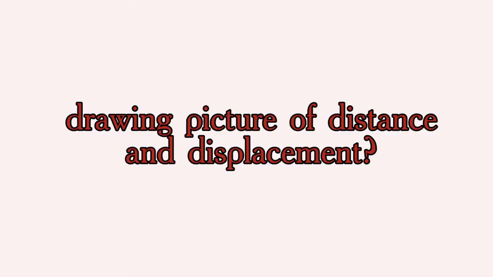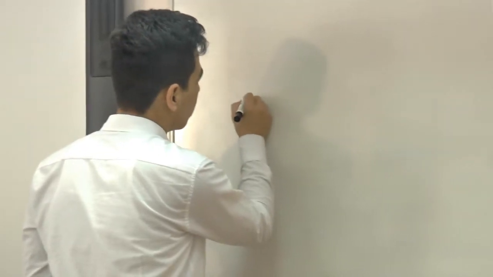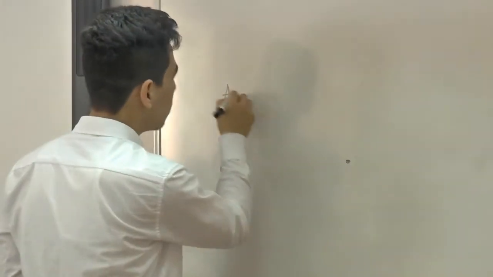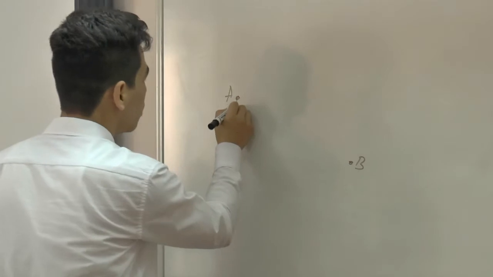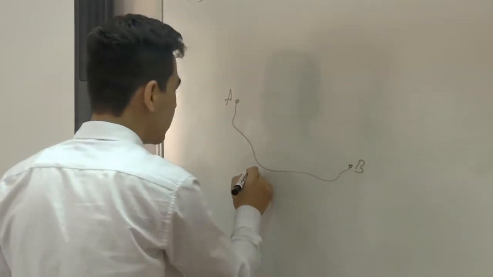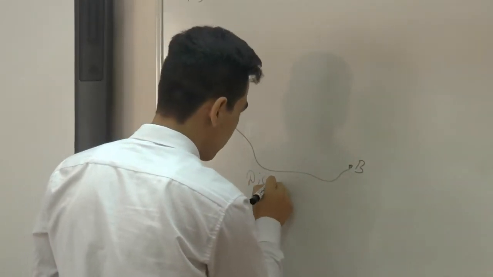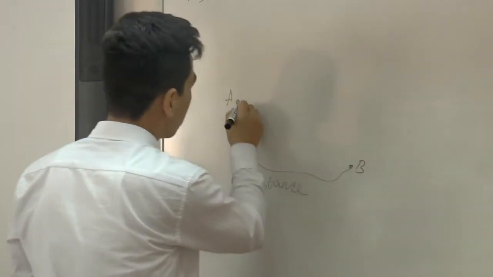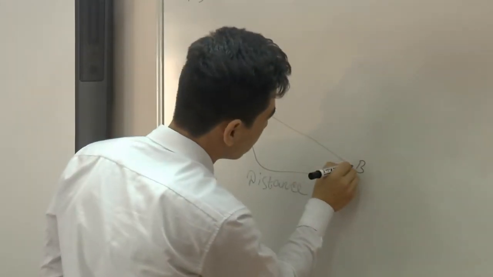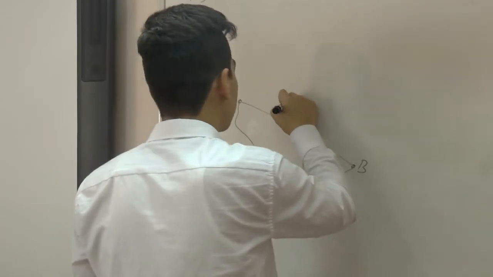Distance is the total length of the path and it has no direction. Displacement is the joining of the initial and final points of the path with a straight line, so it has direction. Let's draw the picture. We draw 2 points, from point A to point B. We draw a path. This is distance. We draw a line. This is displacement.